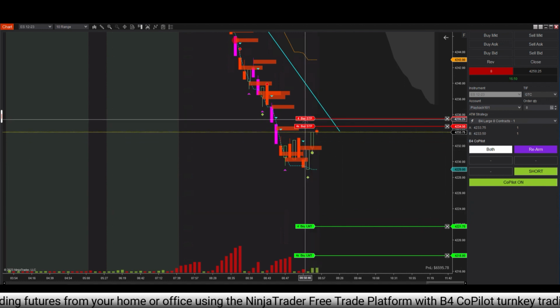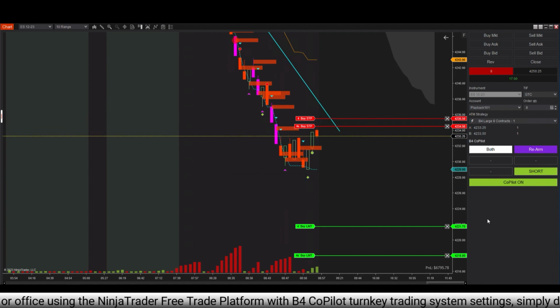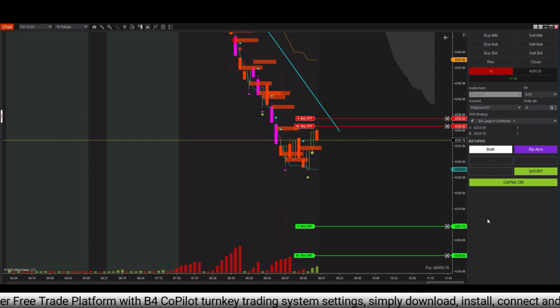Guys, this is an incredible setup here, and it worked out very well. We enjoyed this in the room Friday. It was a great trade.